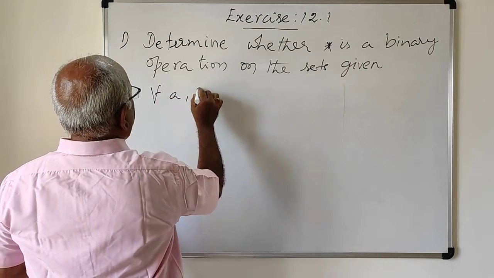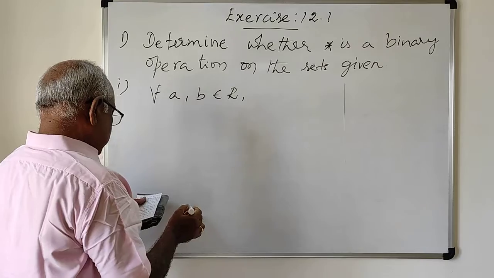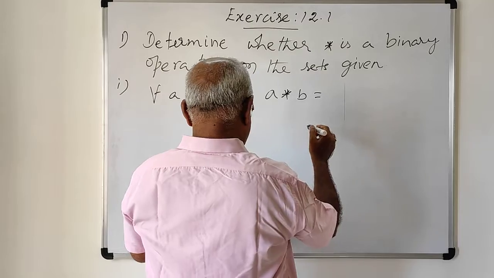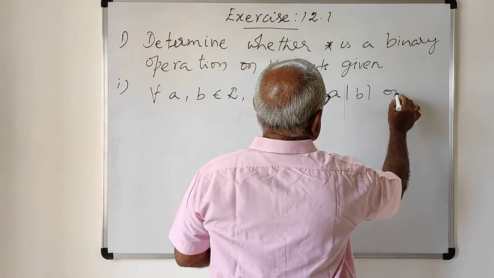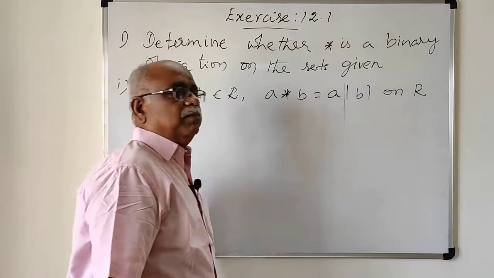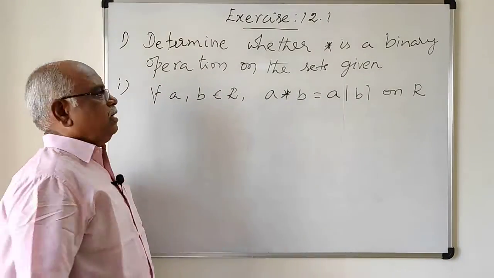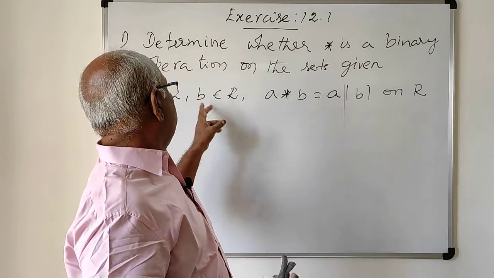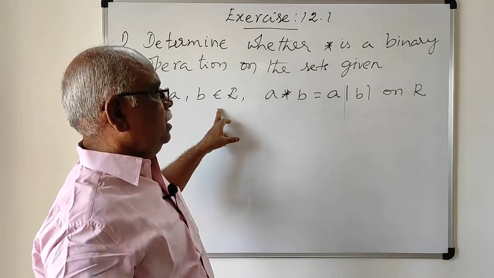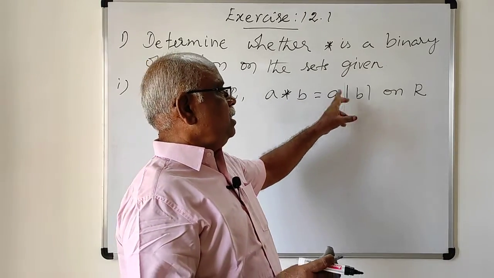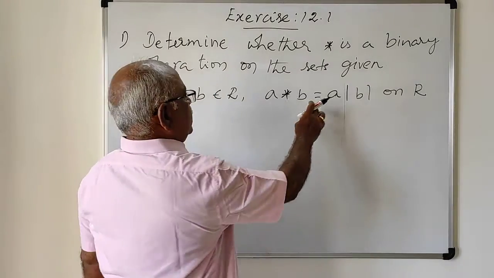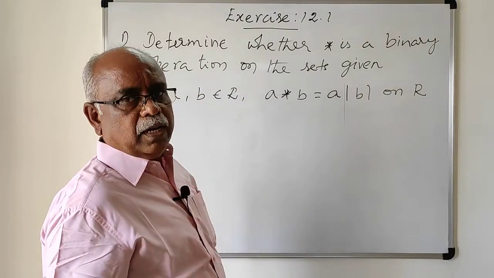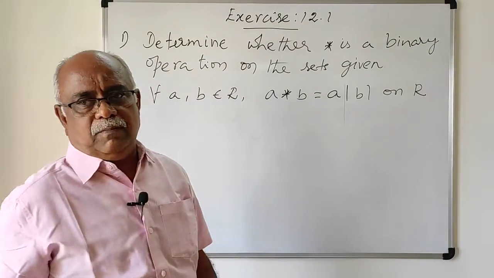For every A comma B belongs to R, real number set R, the operation star is defined by A star B equal to A into mod B on R. In the set of real numbers R, we have to check whether the binary operation star defined by A star B equal to A into mod of B. A is an element of the real number set R and B is also in the real number set R. Real numbers include all the positive, negative real numbers.